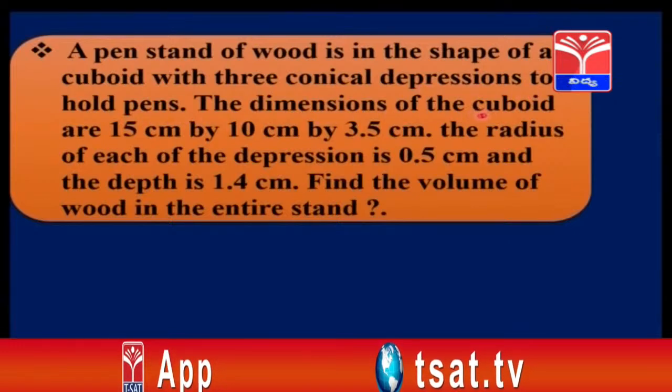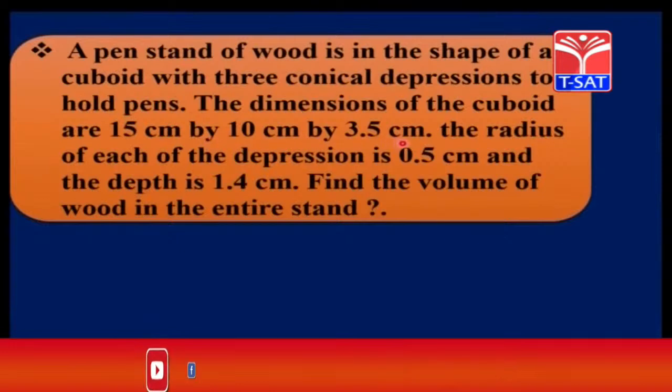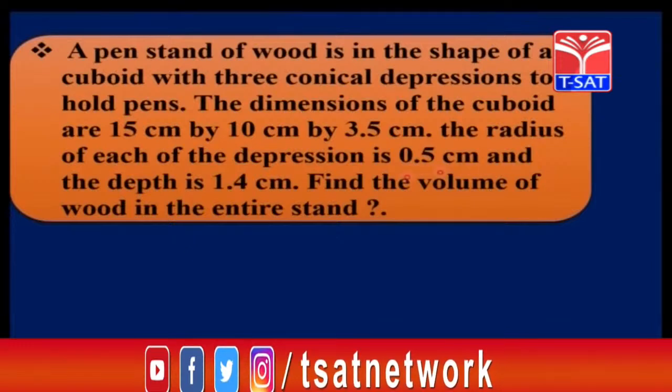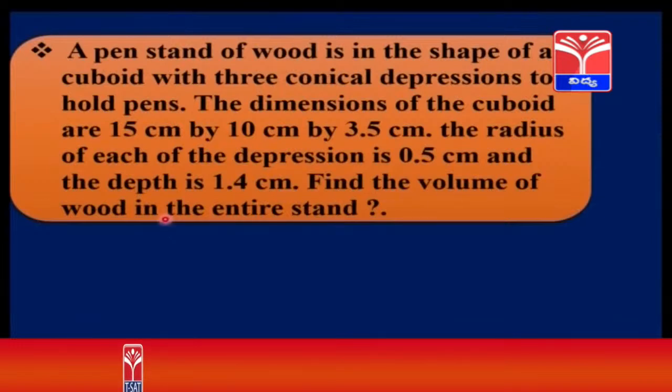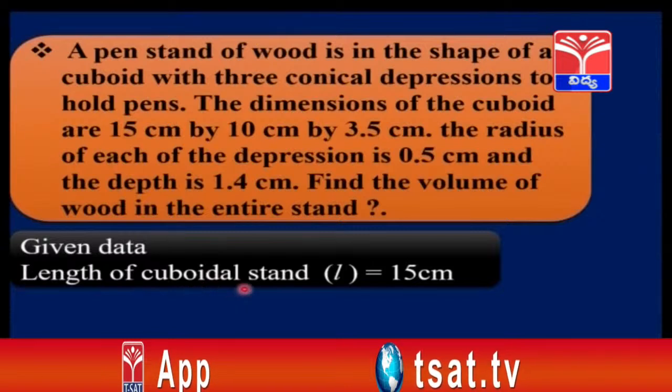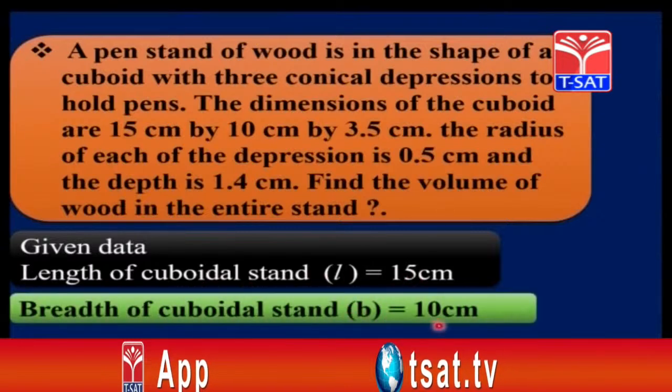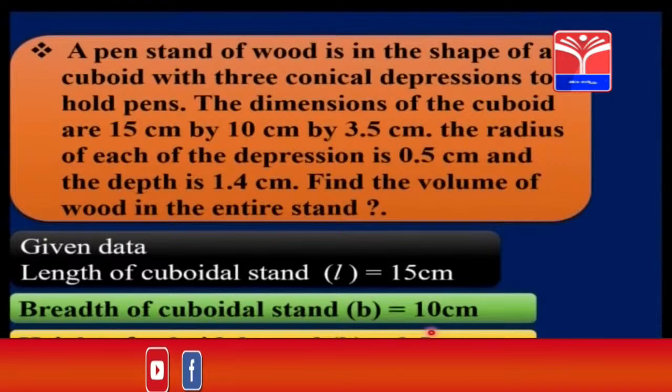The dimensions of the cuboid are 15 centimeter by 10 centimeter by 3.5 centimeter and the radius of each depression is 0.5 centimeter and the depth is given 1.4 centimeter. Find the volume of the wood in the entire stand. So, these are the measurements of the cuboid, children. Length 15 centimeter, breadth 10 centimeter and height 3.5 centimeter.